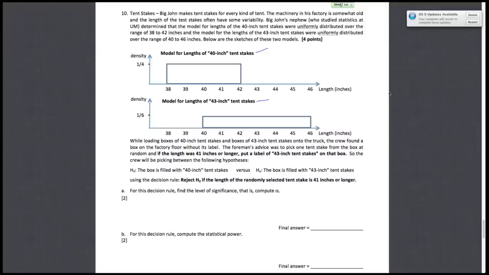So the null hypothesis is that the box is filled with 40-inch tent stakes. In other words, that it's 40-inch tent stakes. And the alternative hypothesis is that the box is 43-inch tent stakes. It might help to say that the null hypothesis is this distribution over here, and that the alternative hypothesis, just making these notations to help us, is for 43-inch tent stakes. And the decision rule is that if we pull out a stake and it's 41 inches or longer, we will reject the null hypothesis.